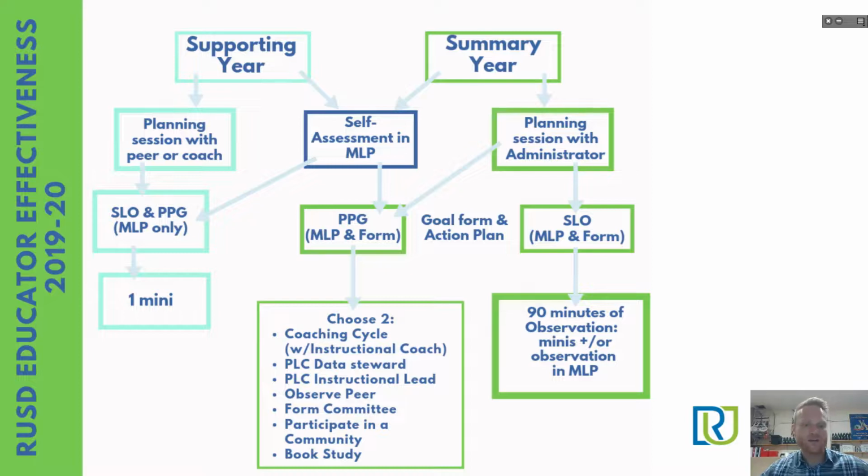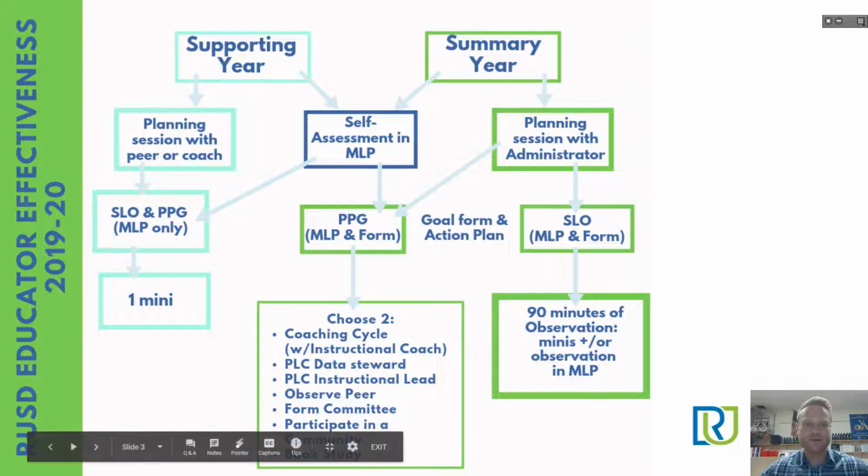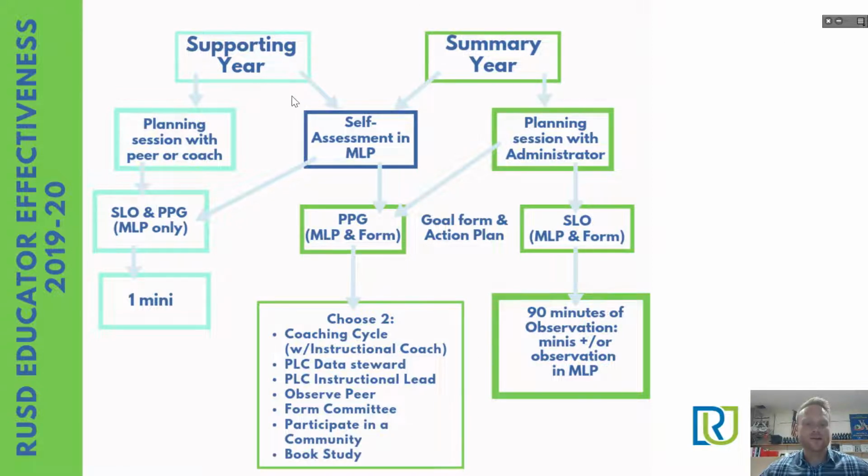If you like that in a chart format, this is a nice tool for looking at what you have to do if you're in a supporting or summary year. In your supporting year, which is found here in this mint green color, you would have to fill out the self-assessment in MLP. Then you'd have a little bit of a planning session either with a peer or with me or someone and craft an SLO and a PPG. You do that in MLP only. MLP stands for My Learning Plan. And also in your supporting year, you can expect to probably receive at least one mini observation from your administrator.